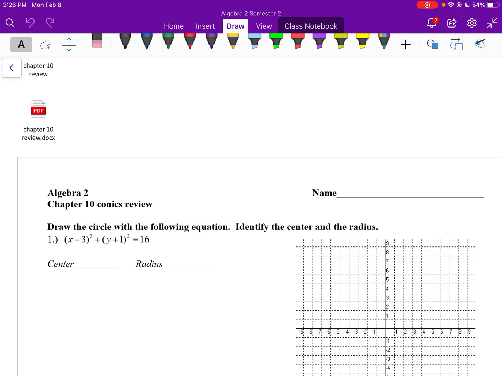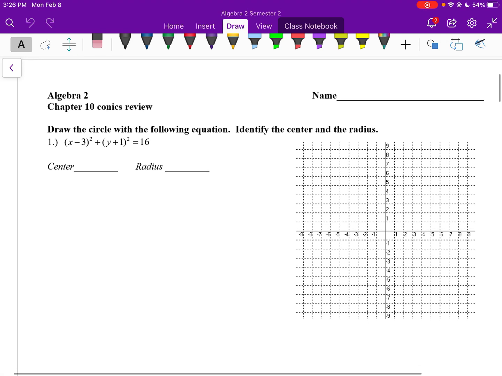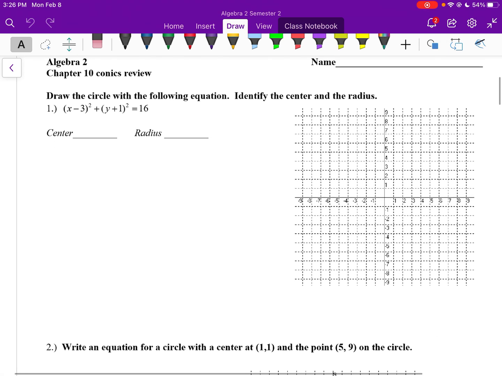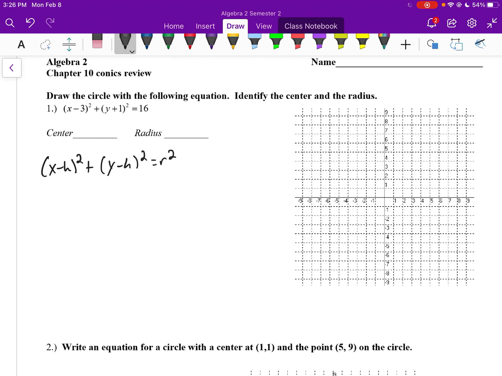All right, here is a review video for our conics test. So first one, draw the circle with the following equation, identify the center and the radius. What to remember here: x minus h squared plus y minus k squared is equal to r squared. Okay, h, k being our center, so in this case, 3, -1. Again, it's x minus h, y minus k, so think opposite of what you're actually seeing in the equation.